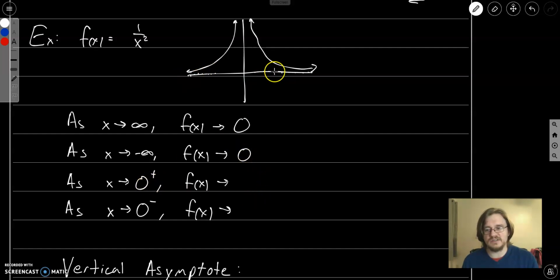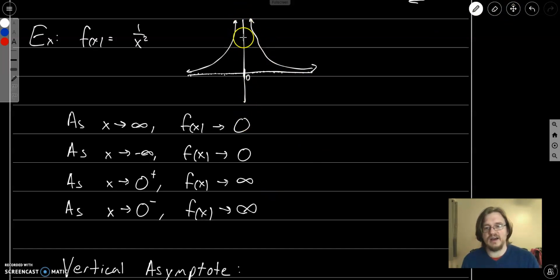Here, if we approach 0, so here's 0, as we approach 0 from the right-hand side, hence the plus, we're going up, and we're not stopping, so we're going off to infinity. Here, as we approach 0 from the left-hand side, hence the negative sign, we are also going up. So f of x is approaching infinity no matter what, if we approach from the right-hand side or from the left-hand side.